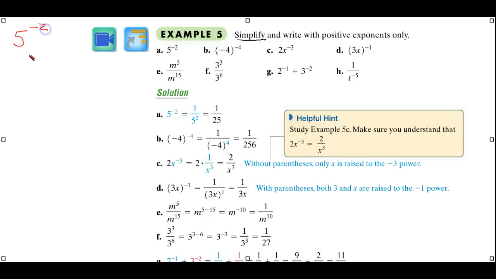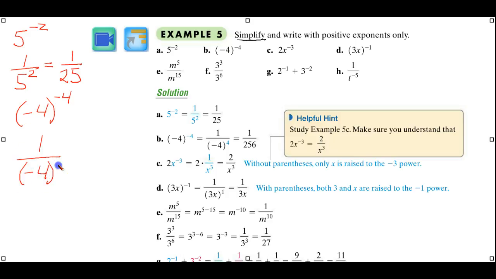5 to the negative 2 would equal 1 over 5 to the second, just bringing that down to the denominator, and that's 1/25. Now, taking a negative 4 down to the denominator, that's going to be 1 over negative 4 to the positive 4th power now. And this is going to be a 1. And then negative 4 times itself 4 times is a positive 256.